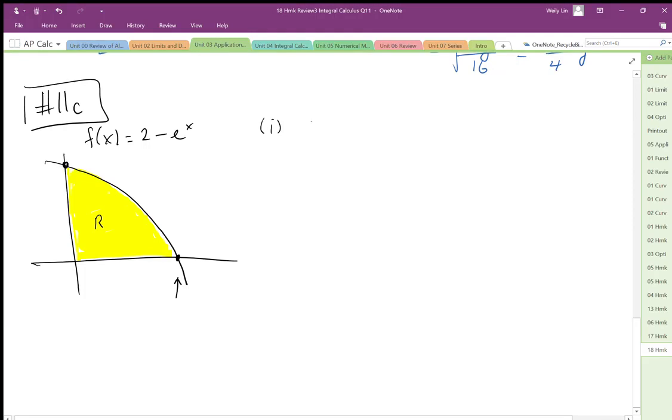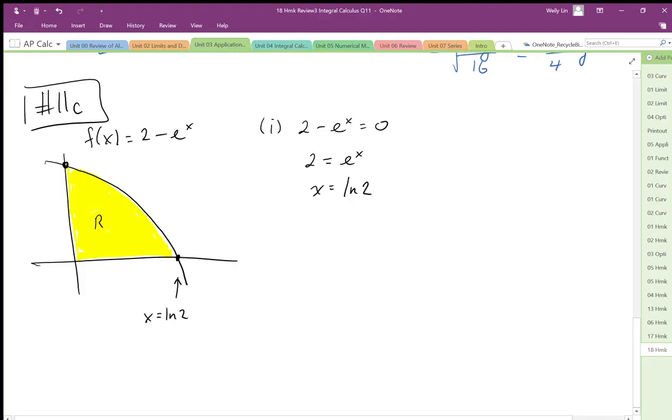To find out where it intersects the x-axis, I just solve the equation equal to 0. So I end up with 2 equals e to the x. Solve for x, x is equal to log 2. So that point where it intersects the x-axis is x equals log 2. So that represents one of our bounds.